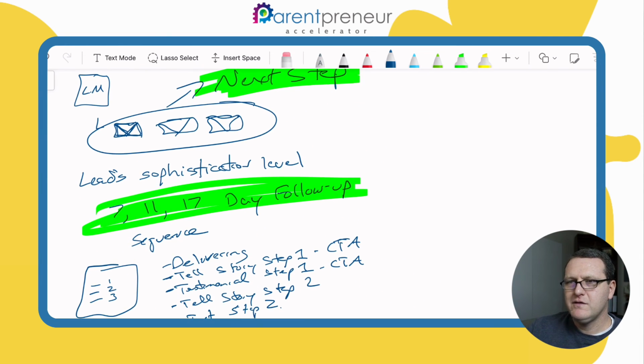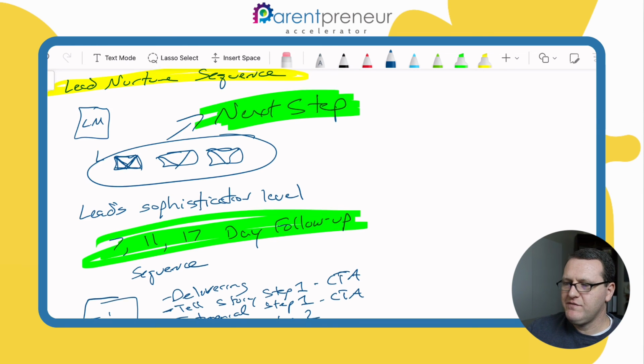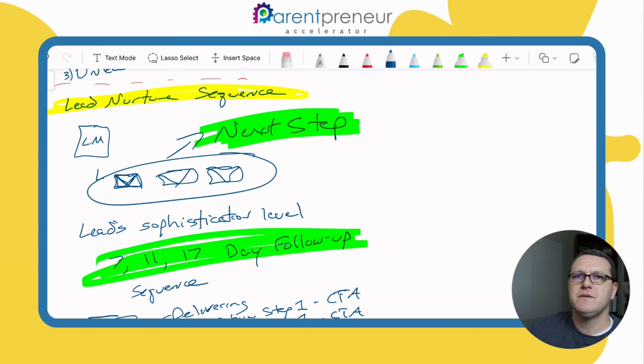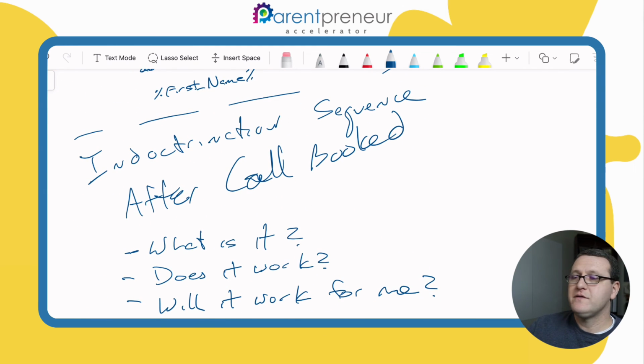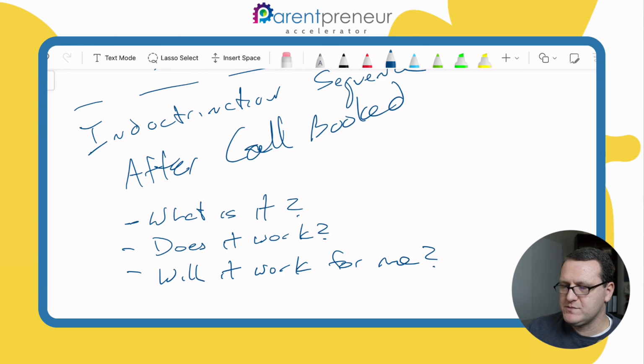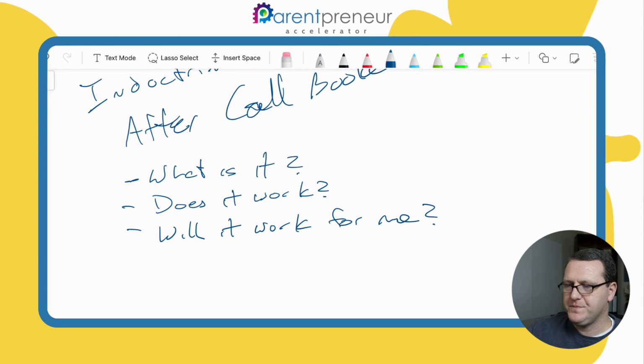Again, up here, it's less about the actual belief, and you're selling the next step. Down here is all about indoctrinating them to your way of thinking, your unique mechanism, and answering these 3 core questions that prevent people from moving forward.